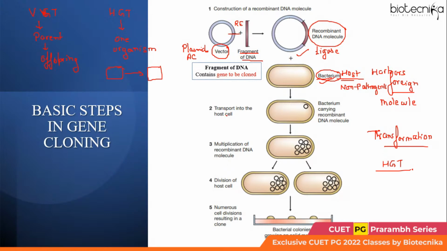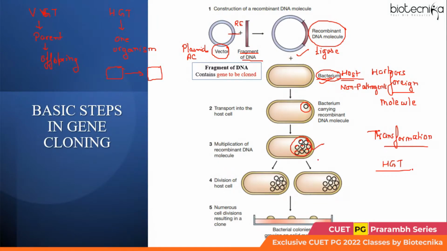So the vector transports the gene into the host cell, which is usually a bacterium. However, other types of living cells can also be used. Now, what will happen within this host cell? The vector, the recombinant DNA molecule, will multiply, and you can see that it has produced identical copies, right? Obviously the gene is also present, so numerous copies of the gene are formed in turn.